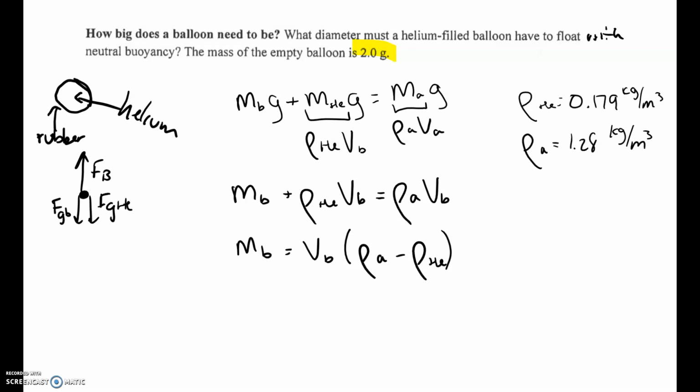This is useful because what we're trying to solve for is diameter. So if we can rewrite the volume of the balloon in terms that include that diameter, then we're basically now just rearranging and solving. Looking at this, well, we can rewrite volume. We're dealing here with the sphere. Volume of the sphere is 4/3 pi r cubed.